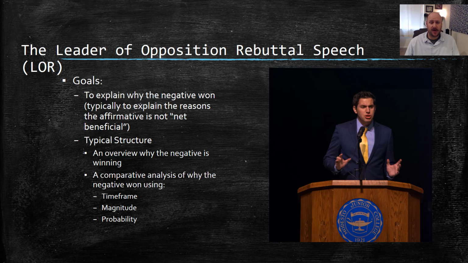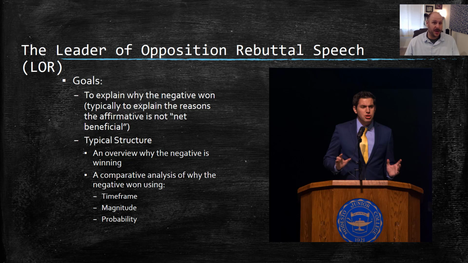It may sound something like this. All right, judges, again, thanks everyone for being here. One sentence overview: you are voting for the negative today because our disadvantage 1 outweighs all potential benefits from advantage 1 and advantage 2, and the unresponded to turn on advantage 2. Again, basically providing a little roadmap in the speech as to why you're winning.